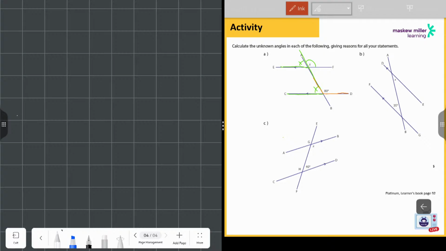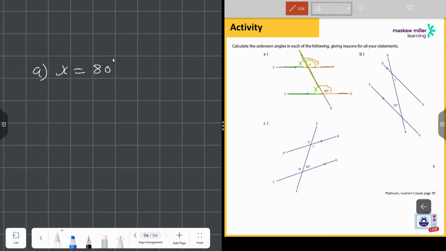So let's see if I draw my F there. Voila, that is where my x will then be equal to 80. So that is how you're going to respond. You're just going to say x equals 80 degrees, and then you give the reason, to say that these are corresponding angles, right? So corresponding angles are equal.